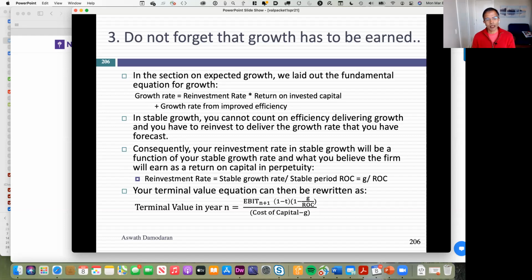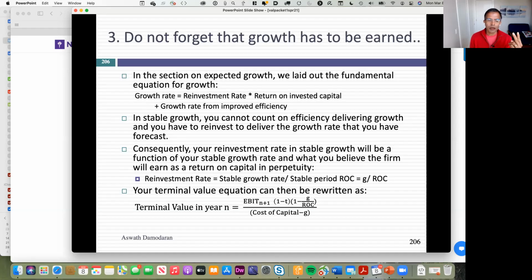You're now a mature company. You have a 2% growth rate forever. You're earning a 10% return on capital. That's what I expect you to earn from this point on. If you want to deliver a 2% growth rate with a 10% return on capital, how much will you have to reinvest each year?